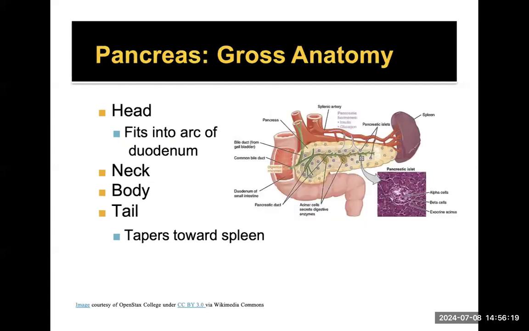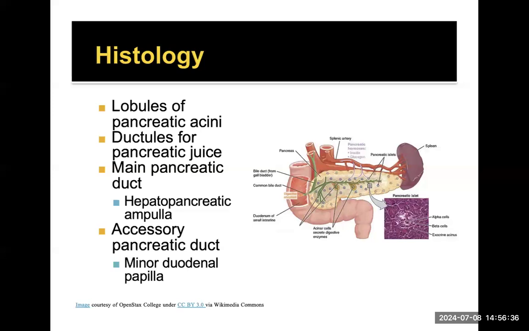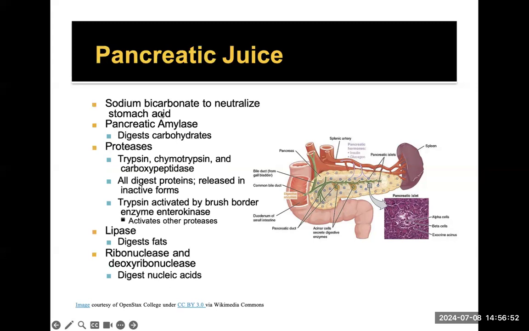The pancreas itself has 3 different portions to it. So you have the head, the body, or the neck. So we'll go head, neck, body, tail. The tail is going to taper off towards the spleen, and this part anatomically is not connected to anything. It kind of flaps, if you will. Histologically speaking, the pancreas is made up of lobules of pancreatic acini, and then ductules for the pancreatic juice. The main pancreatic duct is called the hepatopancreatic ampulla, and then the accessory one would be the minor duodenal papilla. It is going to hold and release sodium bicarbonate when necessary to neutralize the stomach acid.